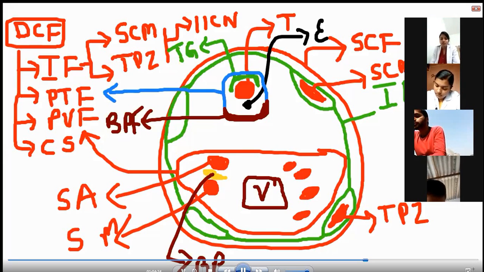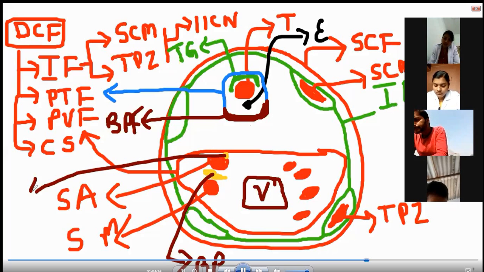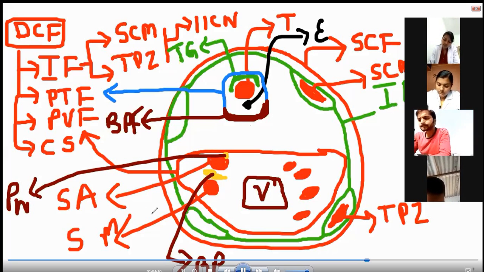Okay, this is your which plexus? Brachial plexus. See here, another nerve is present here in the prevertebral fascia. And this is your which nerve? Phrenic nerve. This is your phrenic nerve now. Okay, so this is your prevertebral fascia.